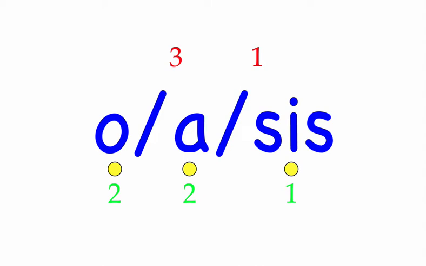Mower. First syllable, mo, two sounds. M, O. Er, one sound. Mower. So, applying the marking procedure, we look for teams, letters representing their second sounds, or a silent E. And we have the OW team and the ER team.